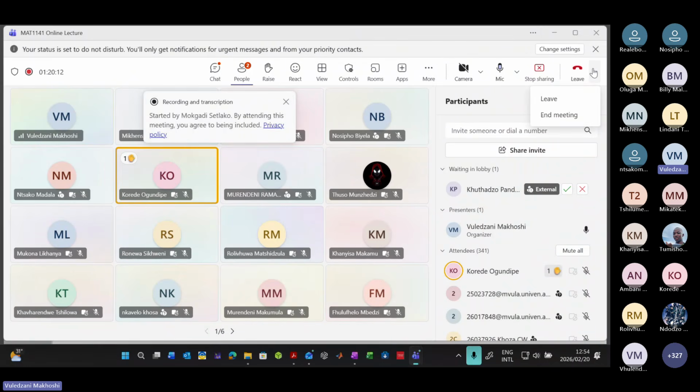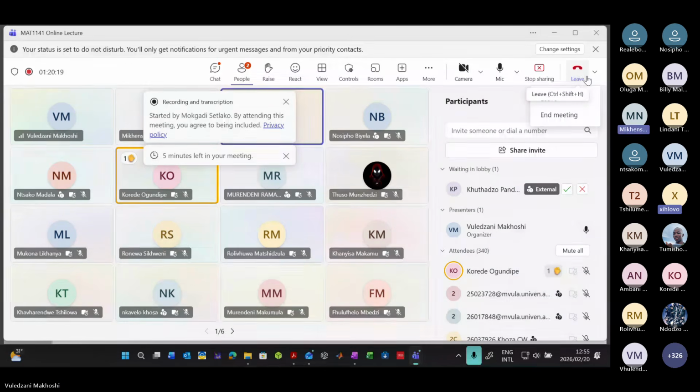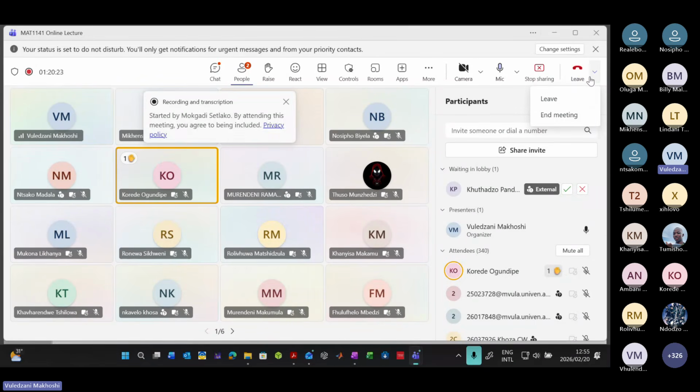Sir, can you please share the slides for the past online classes? They are there on Moodle. Do you know Moodle? Yes. You go there, you will find it. They are there. It's easy to download.